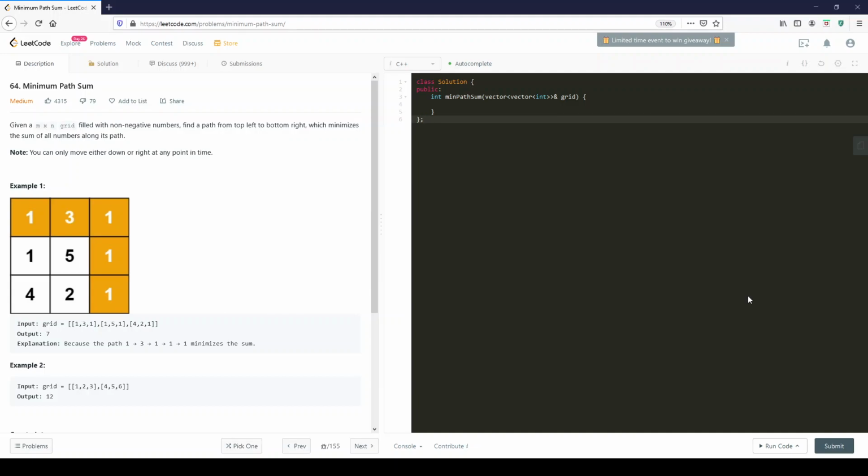So you want to know how to do minimum path sum. Well, you came to the right place. So let's get to it.